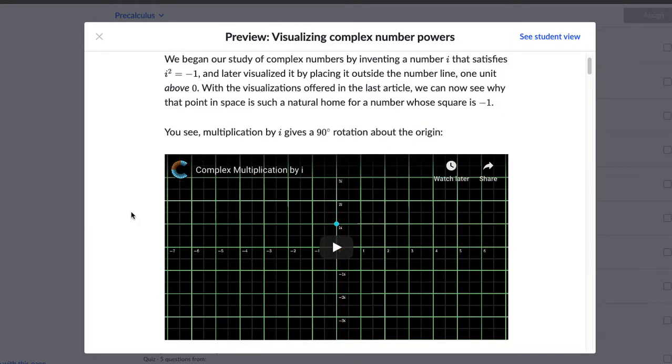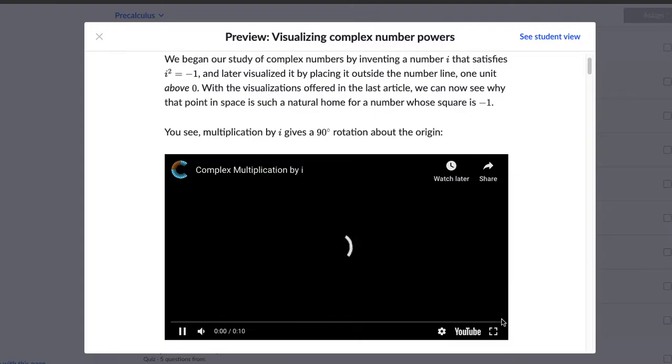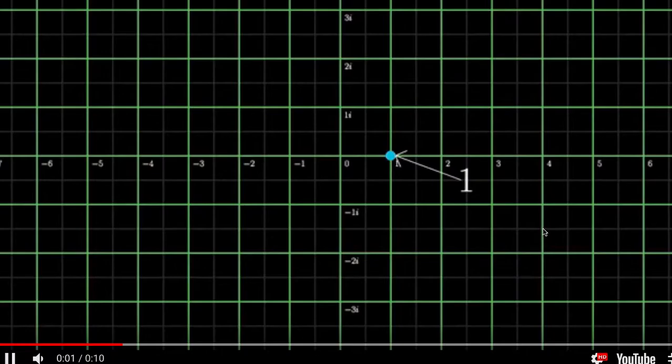So, what happens if I multiply by i? Have we ever thought about that? Multiplying by i? Multiplying by 2 is pretty easy. What does multiplying by i mean? So if I mark my point 1, where should 1 end up if I multiply by i? In the same spot? No. 1 times i is i. So let's see what happens.